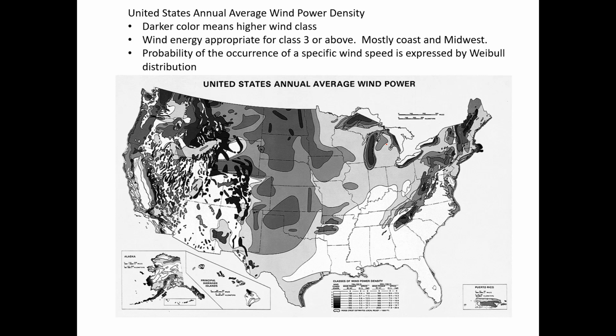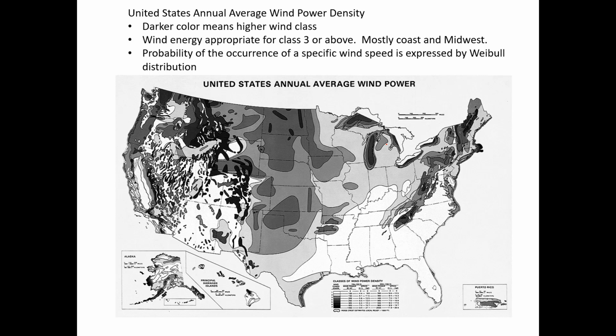This is a map which gives the United States annual average wind power density. So the darker colors mean higher wind class. Wind energy is appropriate for class 3 or above. And those areas can be mostly found in coastal areas and in the Midwest.